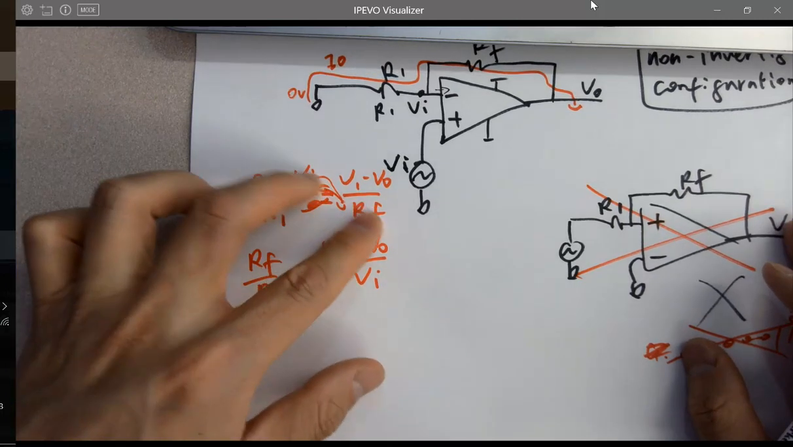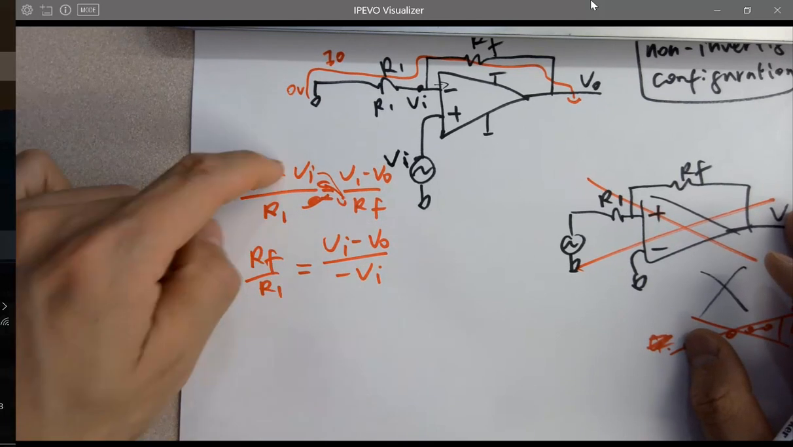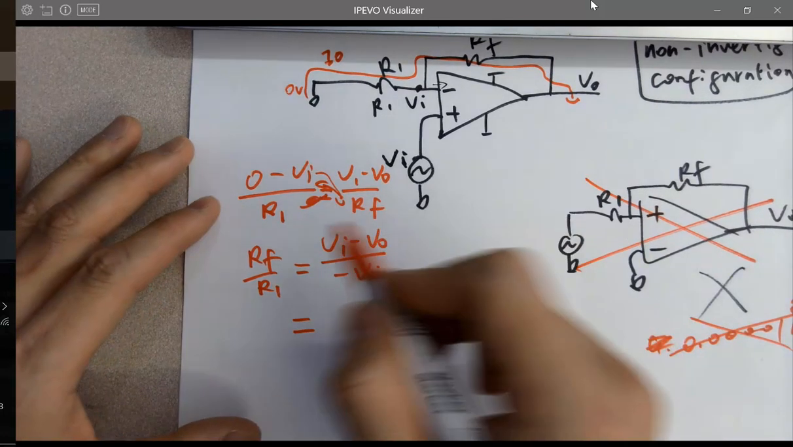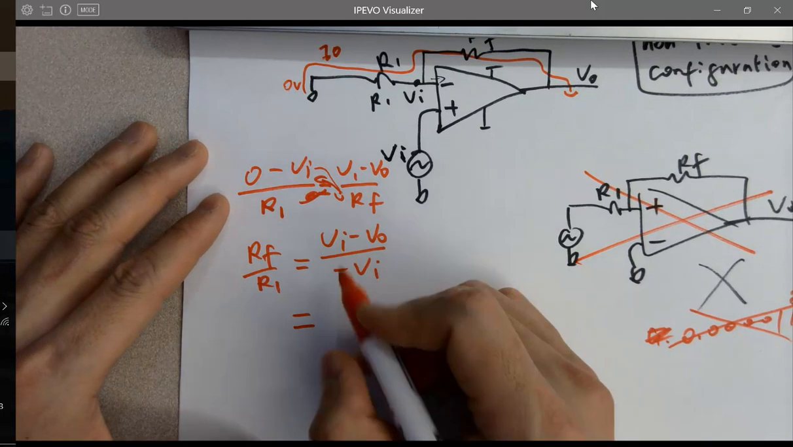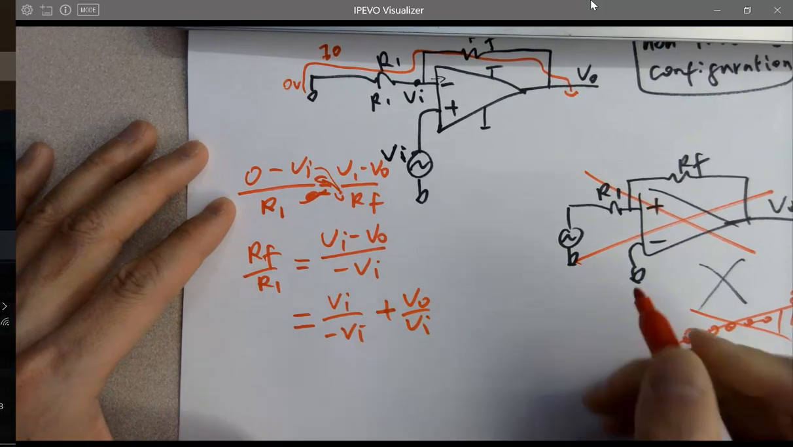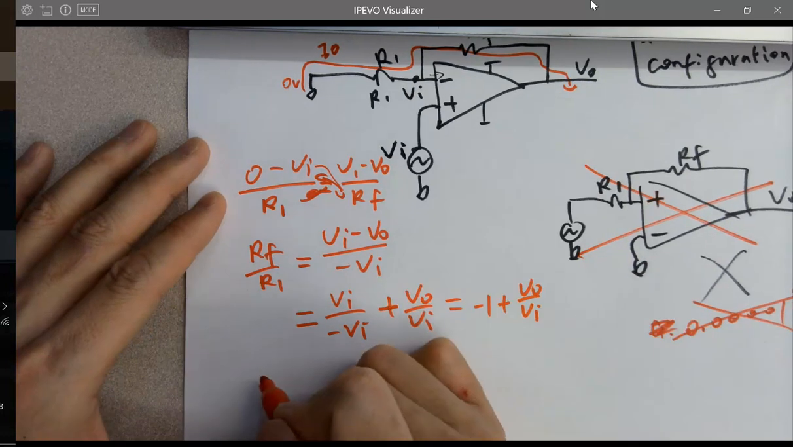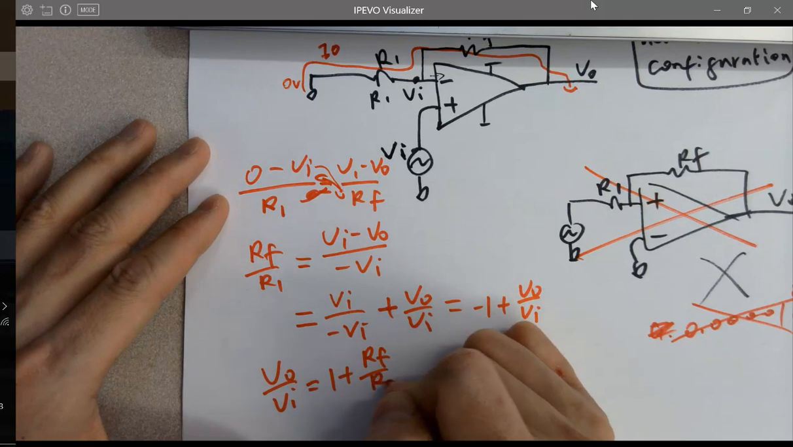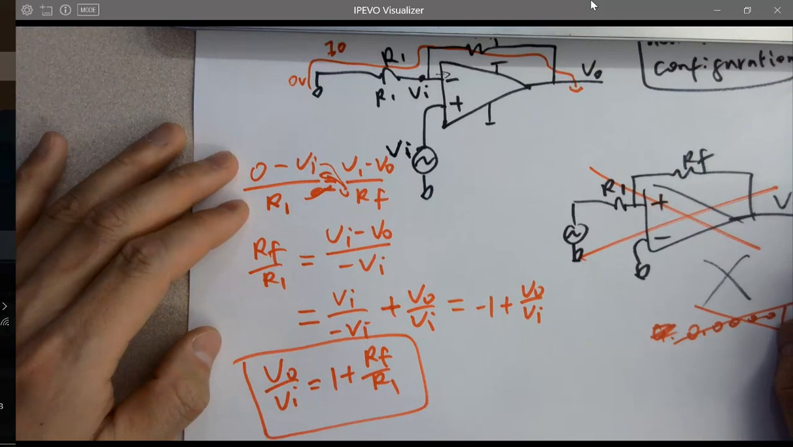Swap these two, right? If you couldn't do the algebra, just trust me for now. So what's next? VI over minus VI plus VO over VI, which is minus 1 plus VO over VI. So VO over VI equals 1 plus RF over R1. That's the voltage gain of the non-inverting topology.